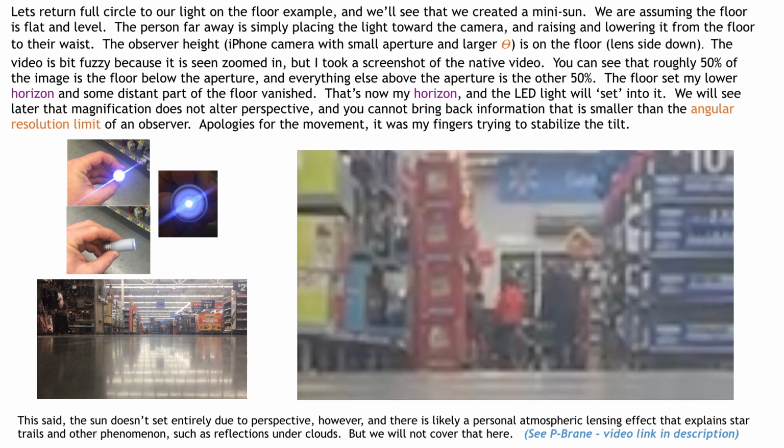The video is a bit fuzzy because it's zoomed in here for you to see it, but I took a screenshot of the native video and placed it there on the lower left to see again that the floor is still the 50% mark of that perspective view of that observer, but a lot more of the floor is compressed within that 50%. And so again, theta has been reached at this far distance.